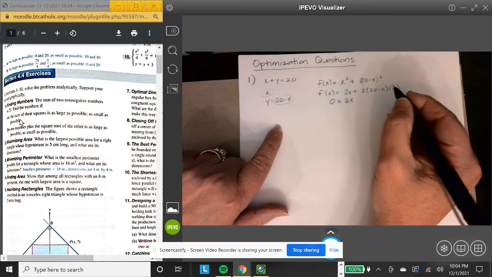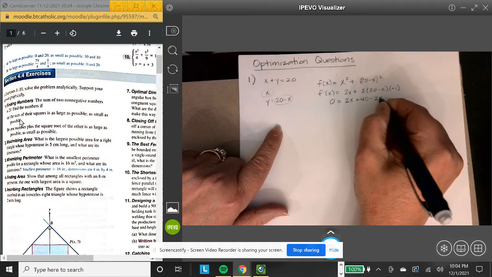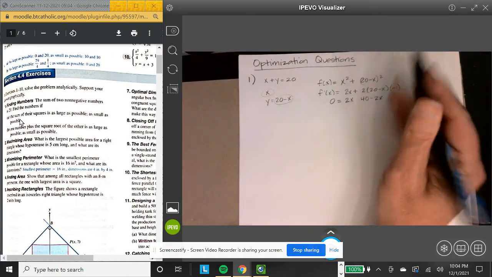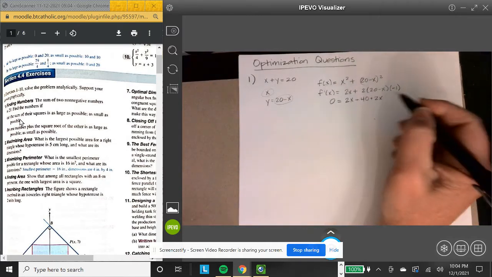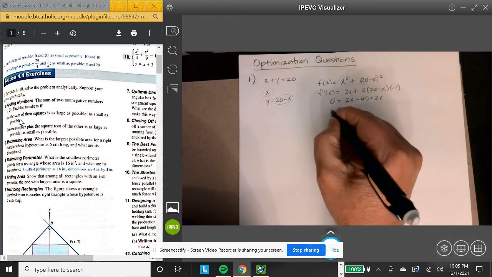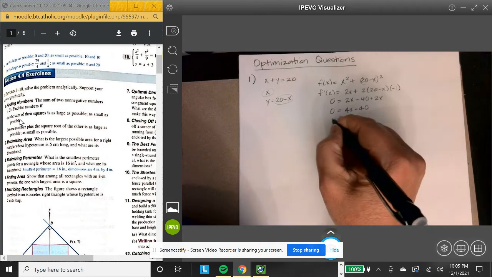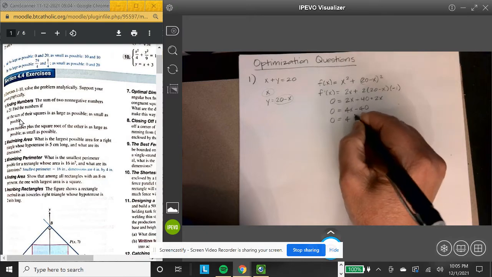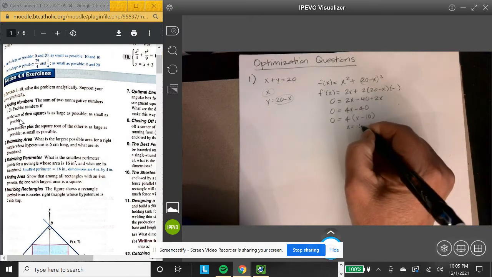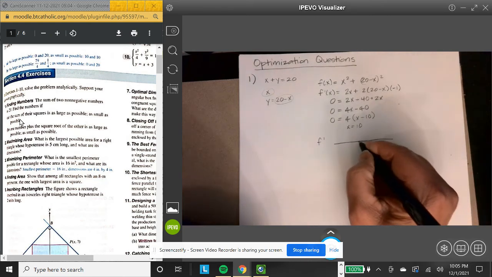We get 2x plus 40 minus 2x, but this is times negative 1, so we make this a negative and this a plus, right? Because I distribute the negative. That means we get 0 equals 4x minus 40. I'm going to factor out a 4, and I get x minus 10 equals 0. So I know that my critical point is at 10. If I do an f prime line, I'm going to put 10 in here.